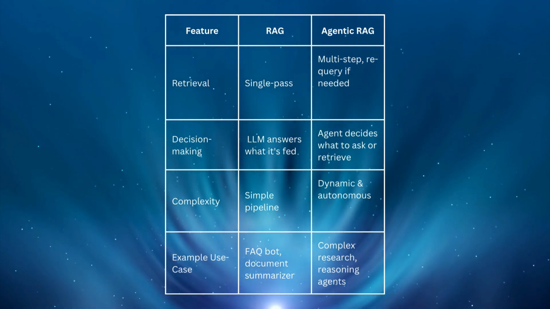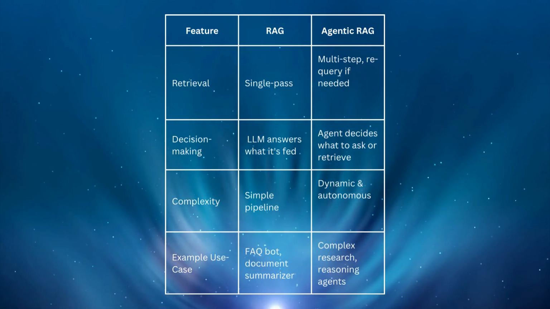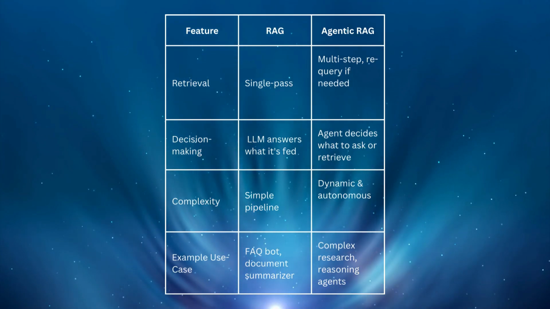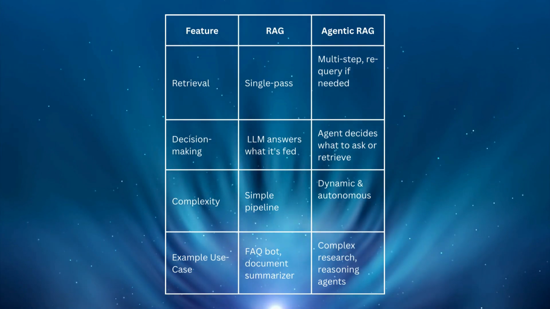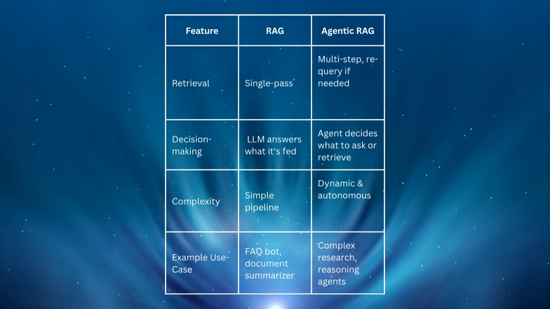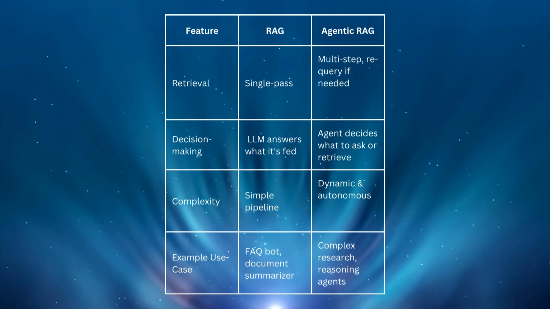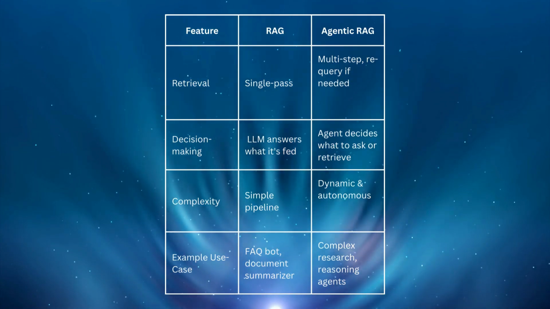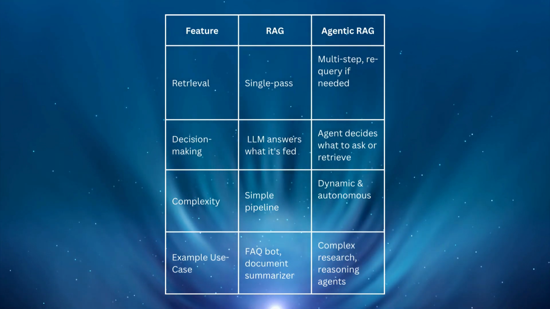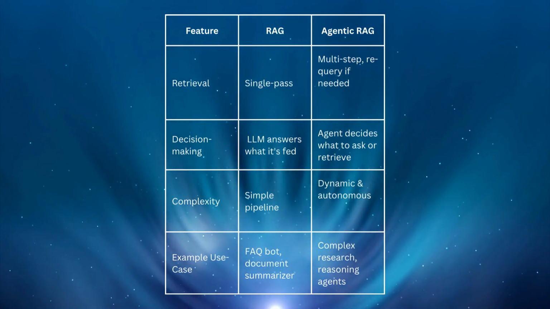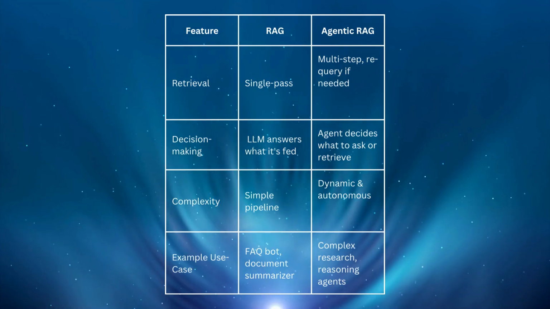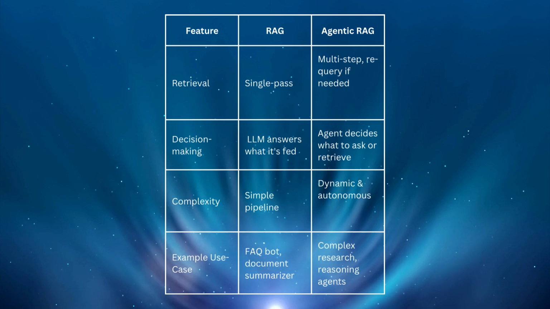So let's compare the example use cases. For RAG, frequently asked questions, it can be a bot. You feed some documents and you want to summarize something or query something from the document. That is a frequently used use case. But agentic RAG is used for complex research, and it can be used as a reasoning agent.